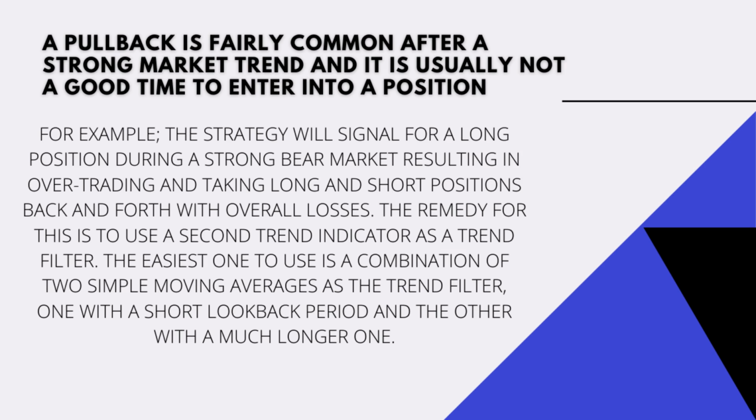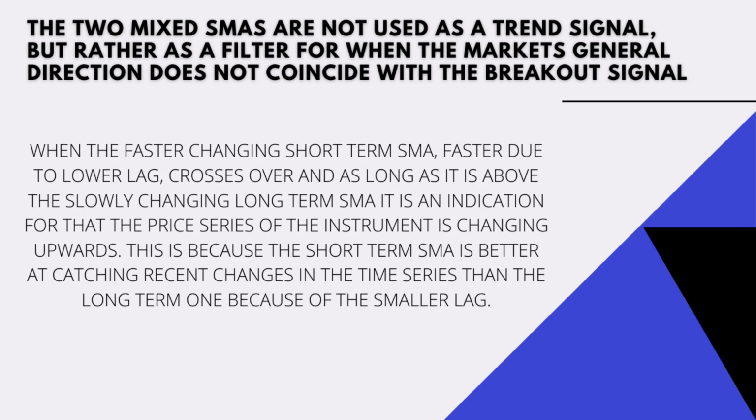The remedy for this is to use a second trend indicator as a trend filter. The easiest one to use is a combination of two simple moving averages as the trend filter, one with a short lookback period and the other with a much longer one. A breakout is now only allowed if its signaled trend is moving in the dominant market trend direction. The two simple moving averages are not used as a trend signal, but rather as a filter for when the market's general direction does not coincide with the breakout signal.